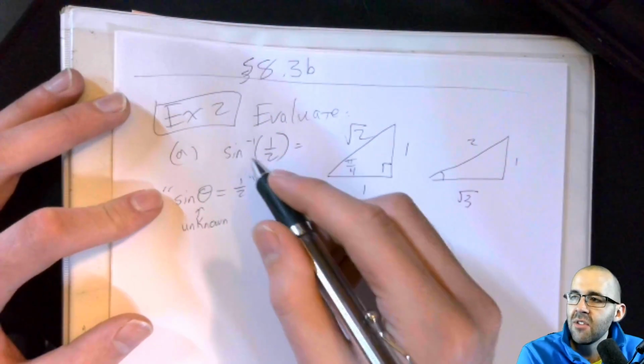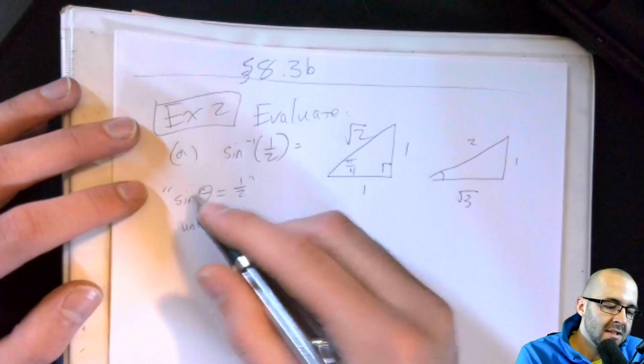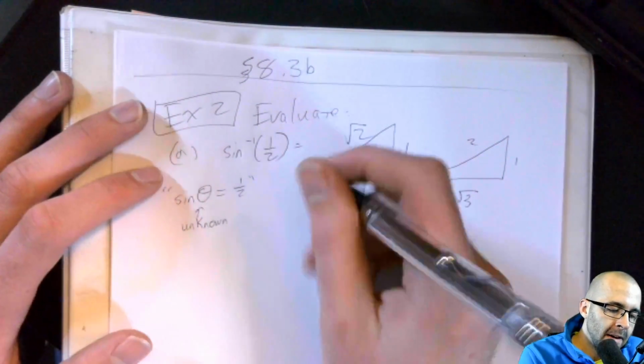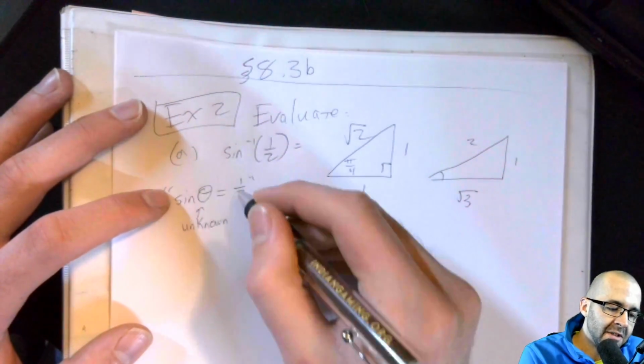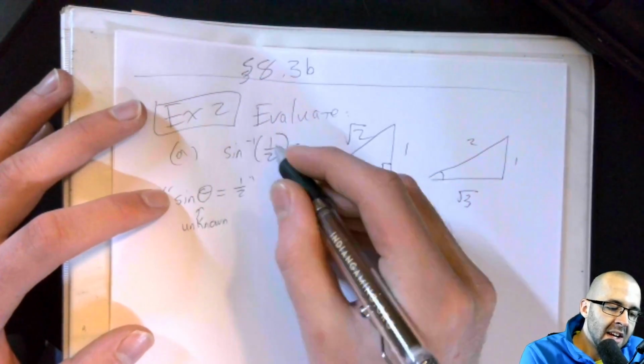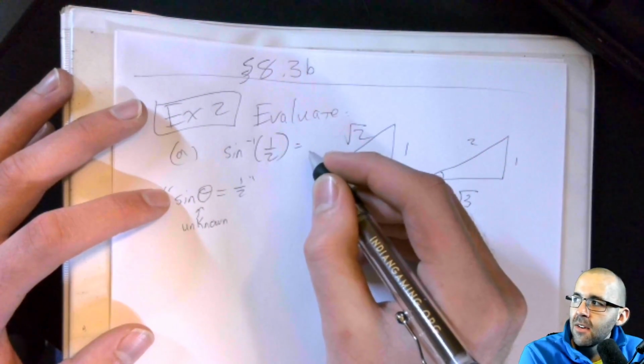Because the whole idea of inverse sines is they undo sine. Okay, so sine takes in an angle and gives out a ratio. Inverse sine takes in a ratio and gets out an angle.